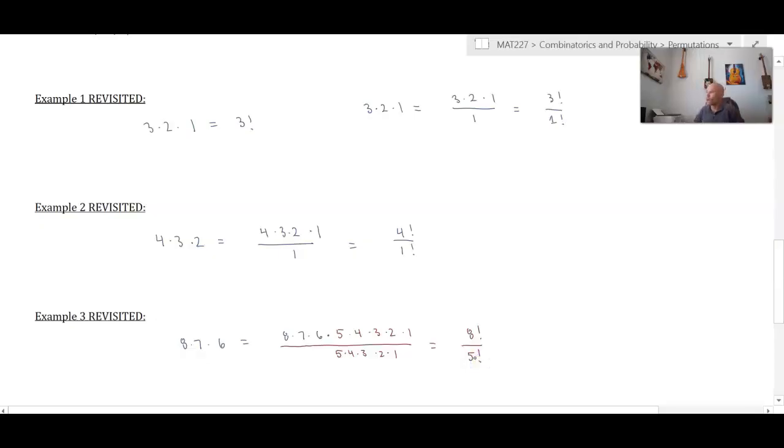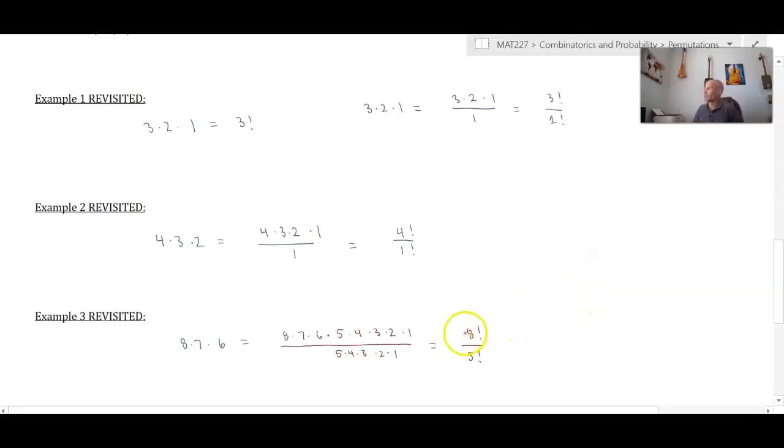Okay, why would we want to write it like that? Well, because it's easier to plug that into a calculator than it is to have a bunch of multiplications, especially if we had, as I mentioned earlier, 100 candidates and we have 50 roles. We would have to do 100 times 99 times 98 times 97 all the way down to actually 51, because we're starting at 100 and then counting down from there.